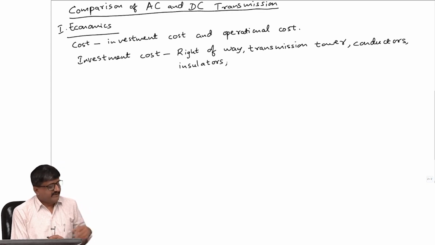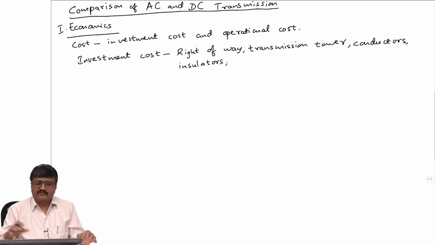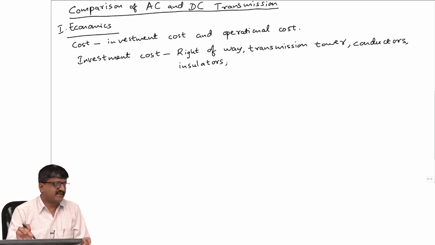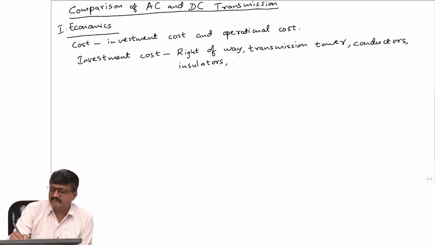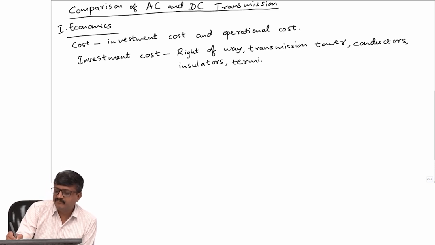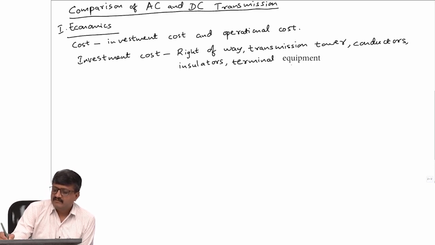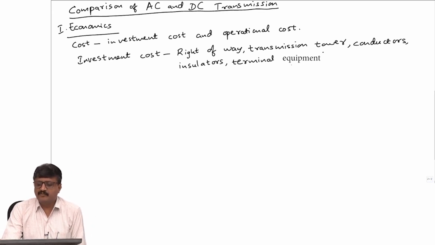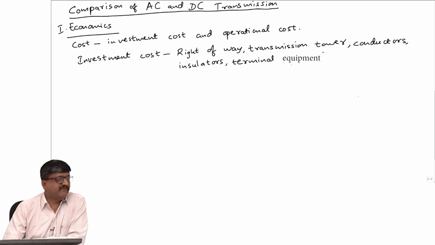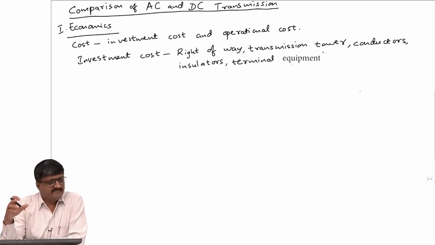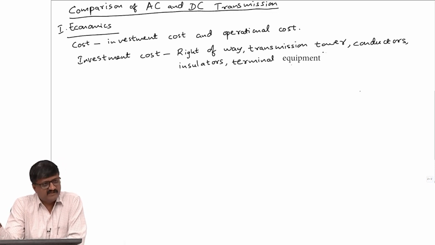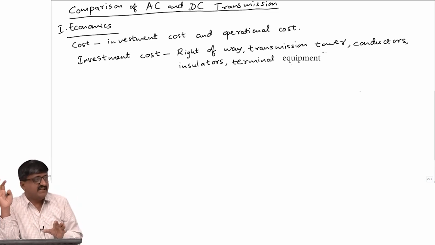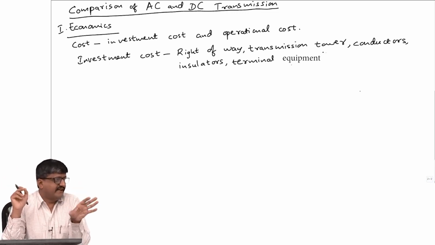Now there are so many things at the two ends. These things are only for the transmission line. At the two ends, there may be many other equipment. We will call that terminal equipment. If I look at the other components, components other than terminal equipment, they are the same. Right of way is there for both AC and DC transmission line. Transmission tower, conductor, insulators are required for both AC and DC transmission line. But terminal equipment are different for AC and DC.